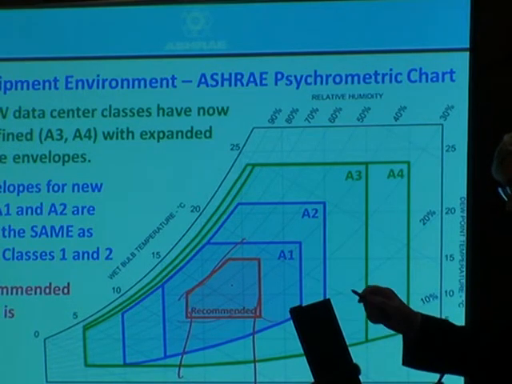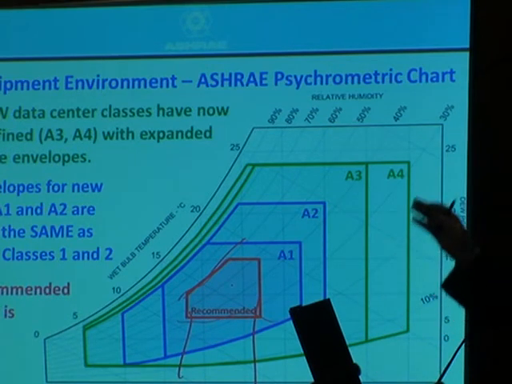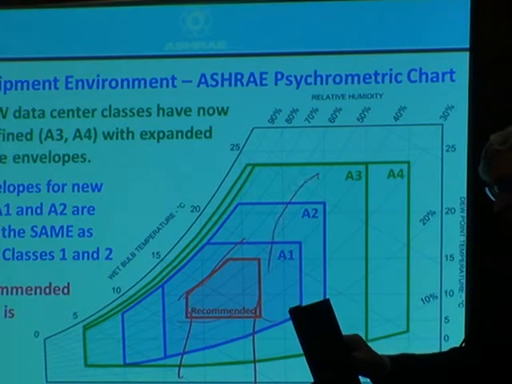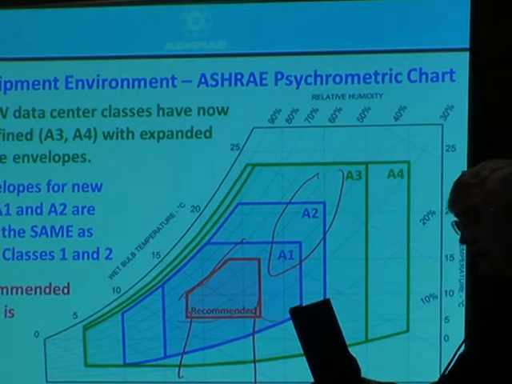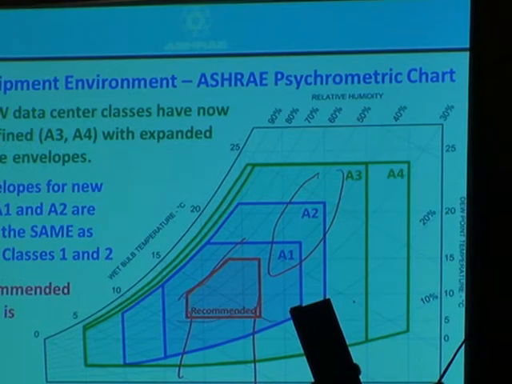So let me continue on. I'm going to come back and talk. The allowable is when we test the equipment to the larger envelope. And the equipment that the IT manufacturers make today are in these two classes. All of us make equipment in A1 and A2. This one right here is 32, and that one's 35. So we all make equipment to 32 and 35.